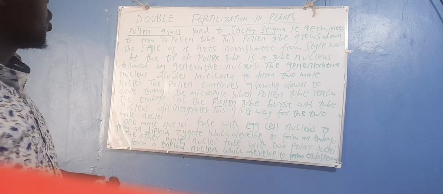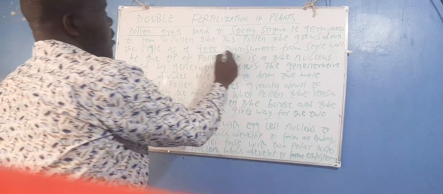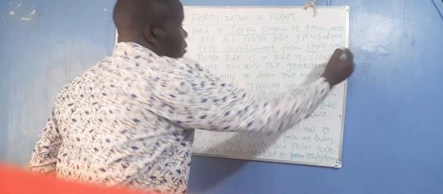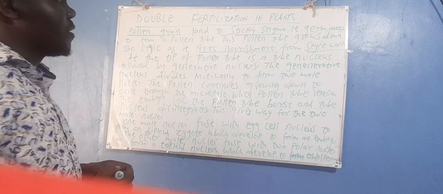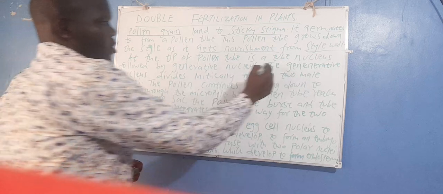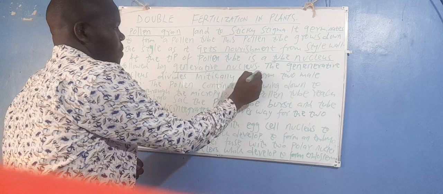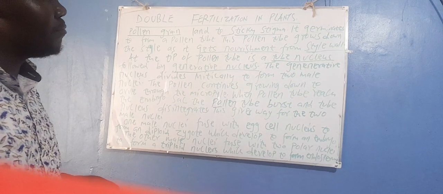This pollen tube will grow down the style and get nourishment from the style wall. The tip of the pollen tube is the tube nucleus, followed by the generative nucleus. Our generative nucleus will divide mitotically.